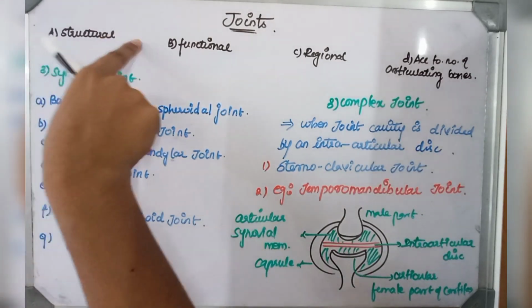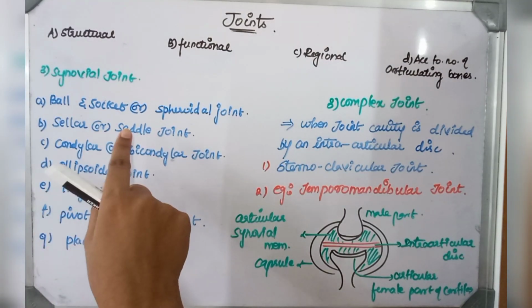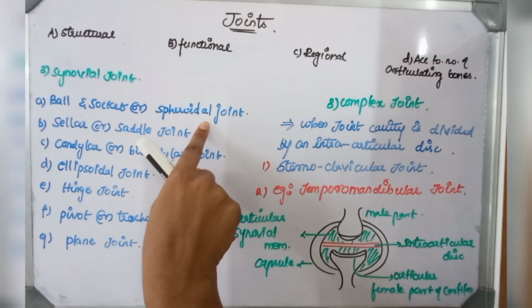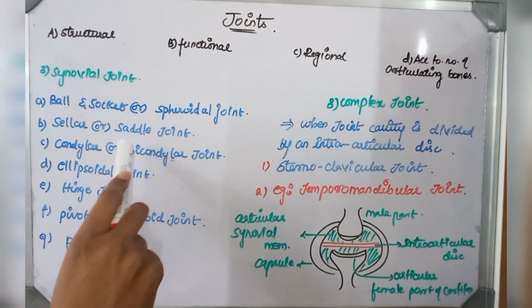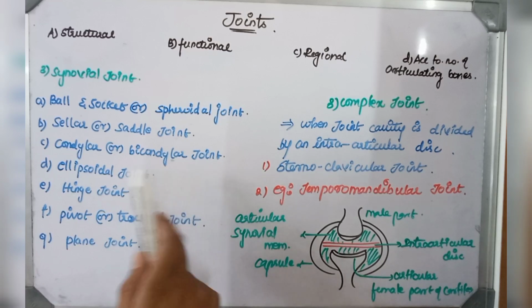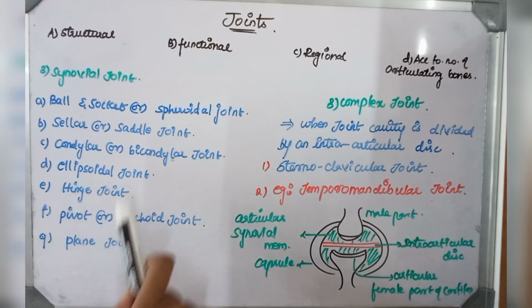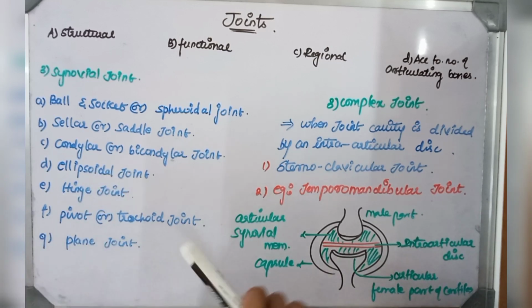The first one is a structural, the third type is synovial joint, which includes ball and socket or spheroidal joint, and sellar or saddle joint, condylar or bicondylar joint, ellipsoidal joint, hinge joint, pivot or trochoid joint, and plane joint. These are all synovial joints present in our body.